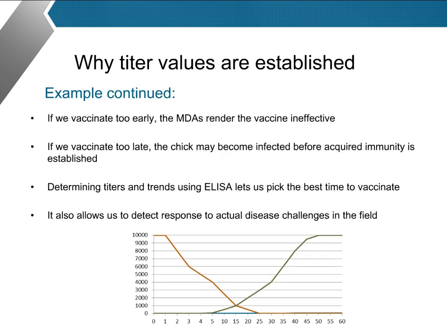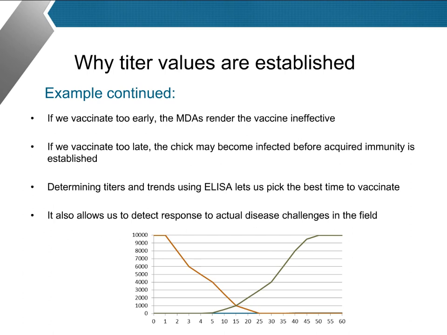So moving forward with this example, if we were to vaccinate this chick too early, we would be moving this green line to the left, and the maternal antibodies, which would be still quite high at that point, would render the vaccine ineffective. If we vaccinate too late, moving the green line to the right, we risk the chick having an infection before acquired immunity can be established.